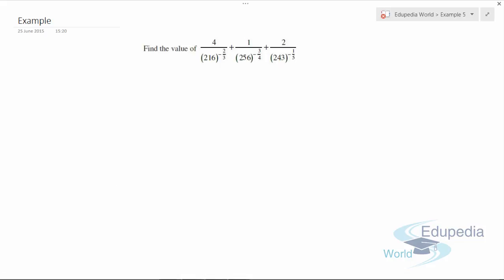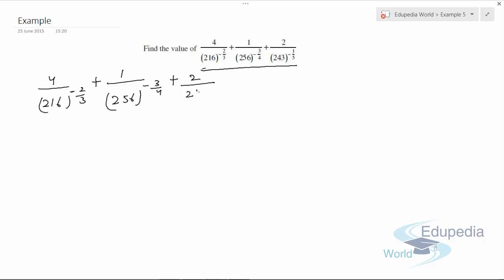Okay, now the next question is we have to find the value of this complete part, or you can say we have to simplify the number. Again, first we'll write the number. The number is 4 upon 216 raised to power minus 2 by 3 plus 1 upon 256 raised to power minus 3 by 4 plus 2 upon 243 raised to power minus 1 by 5.